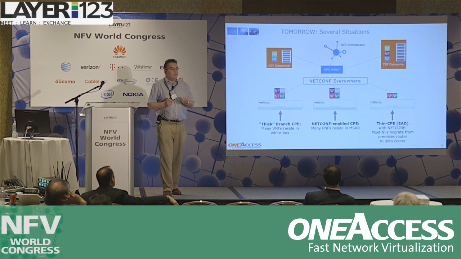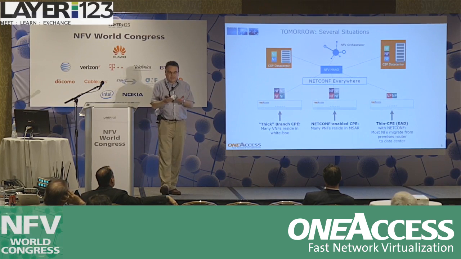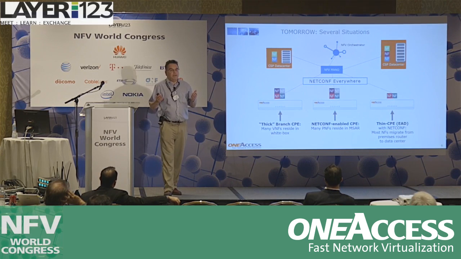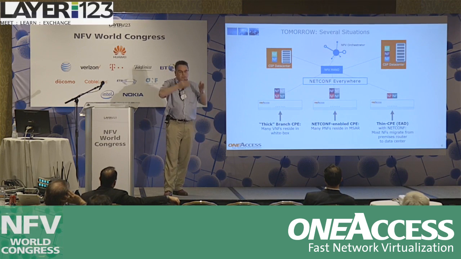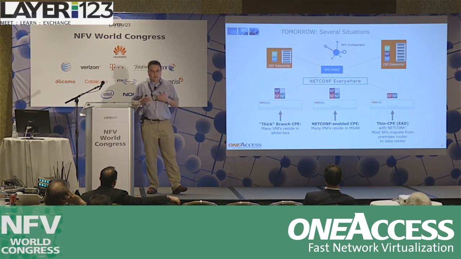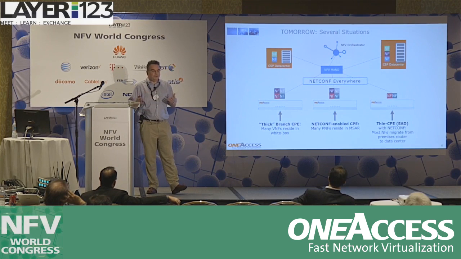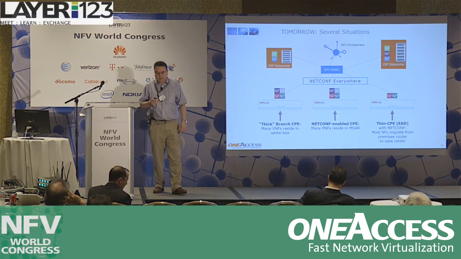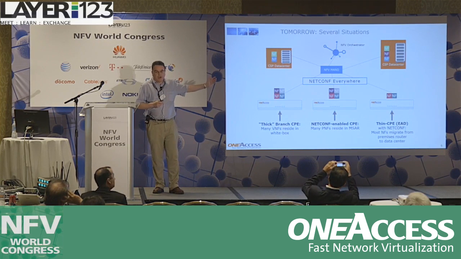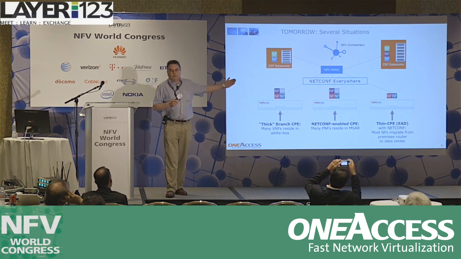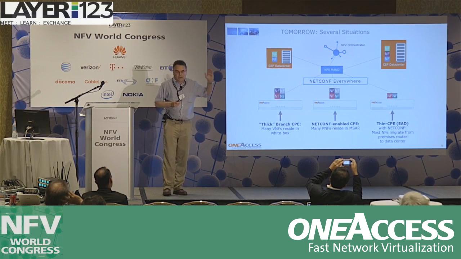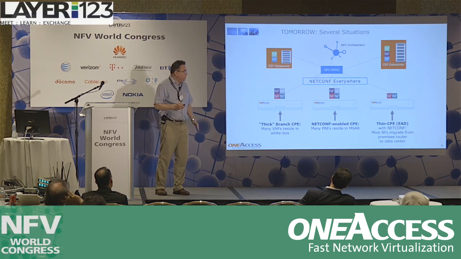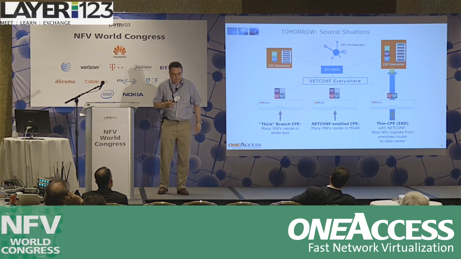This is the so-called white box CPE, x86 infrastructure, typically with an OpenStack KVM environment, onto which you load the many VNFs that are required at the customer premises, often associated with large enterprise type deployments. If one takes a look on the right of this diagram, you'll see the so-called thin CPE, where here most of the functions are actually moved into the data center.